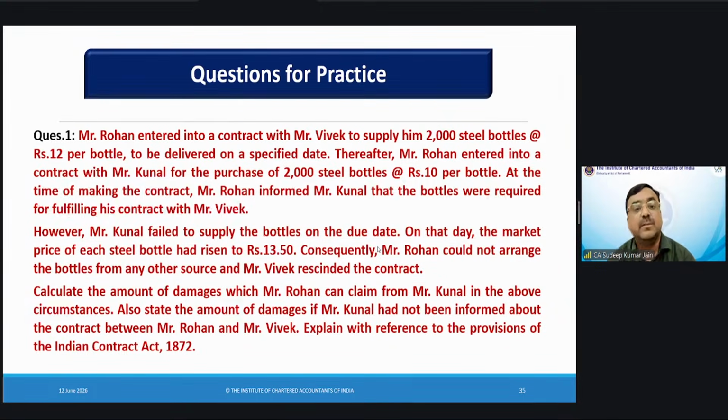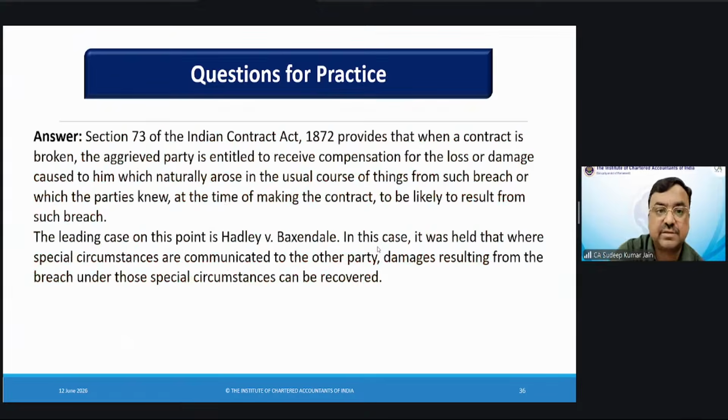Mr. Kunal failed to supply the bottles on the due date, and on that day, the market price of each steel bottle had risen to rupees 13.5. Consequently, Mr. Rohan could not arrange the bottles from any other source, and Mr. Vivek rescinded the contract. Calculate the damages which Mr. Rohan can claim. See the answer.